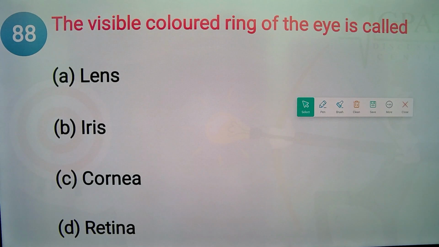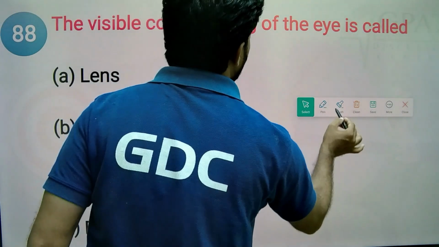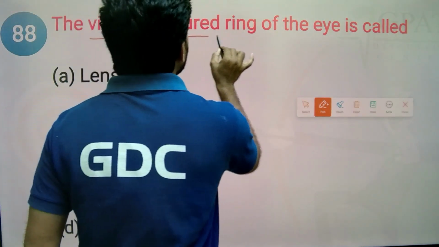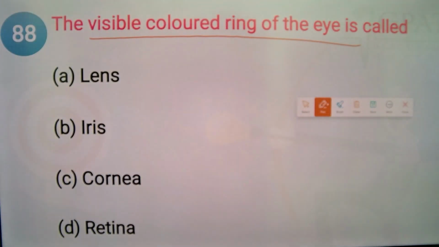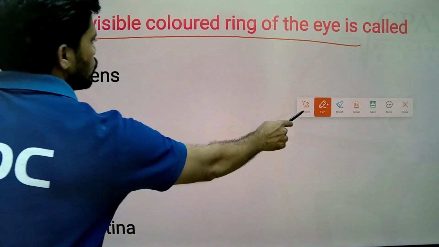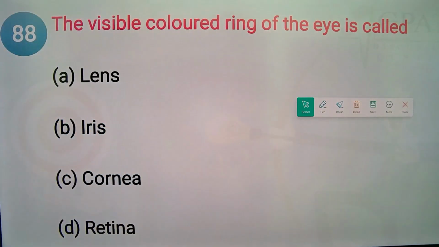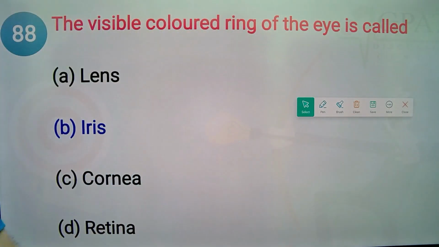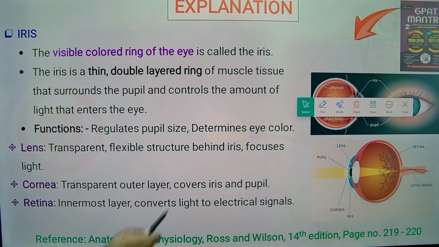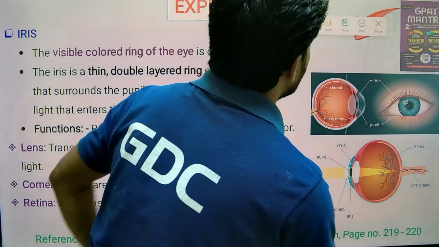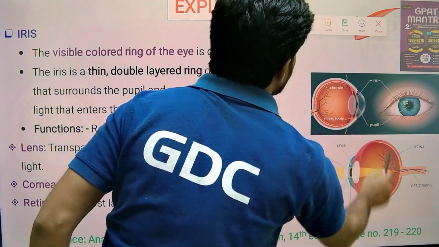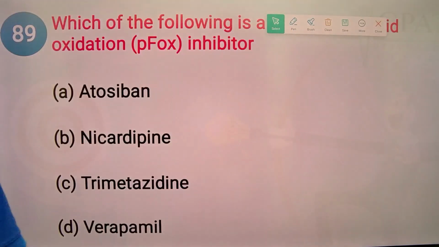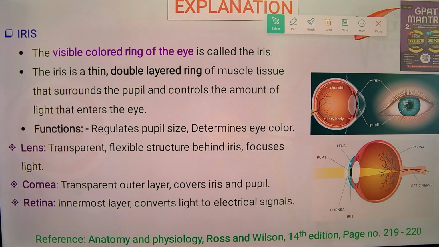Next, the visible colored ring of the eye is known as lens, iris, cornea, or retina. This is also an easy question. If you have simple knowledge of the anatomy of the eye, that is the iris. The iris is the visible colored ring of the eye. So let's have a look by pausing the video at the structure of the eye.